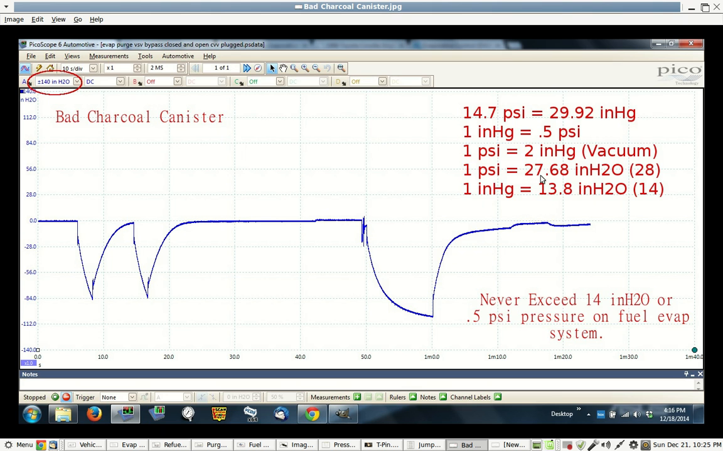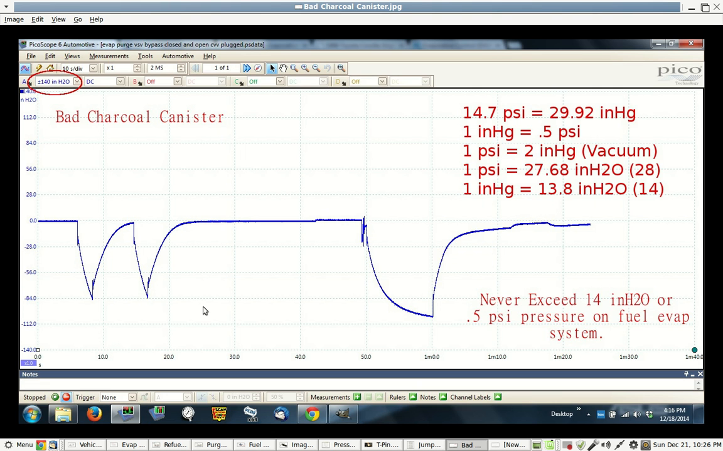1 psi equals 27.68 inches of water, or H2O. We just call that 28. So we're not using scientific measurements here. We don't need that level of accuracy. Inches of water is close enough. So you might say 28 inches of water is 1 psi, or you can say 1 inch of mercury vacuum is 14 inches of water. So you kind of see the scale here. If you look at this scale, 140 inches of water in psi would be plus or minus 5 psi. So this direction is 5 psi, this direction is taking away 5 psi.